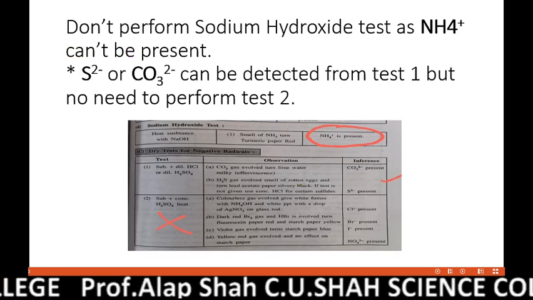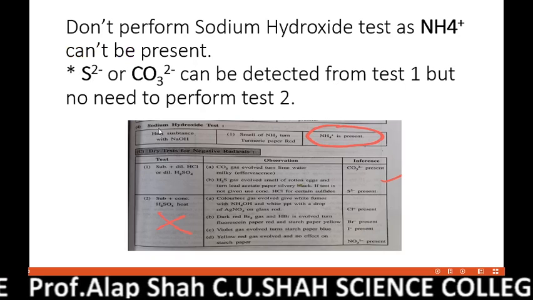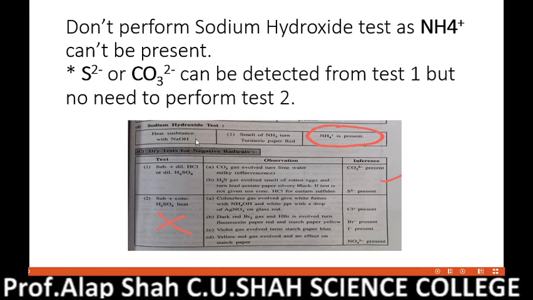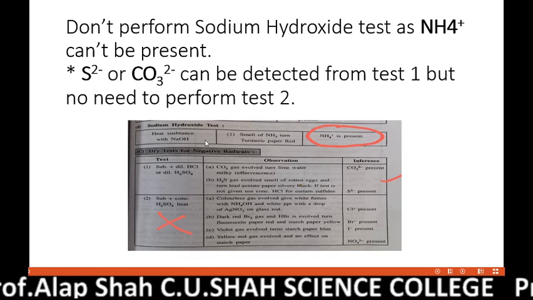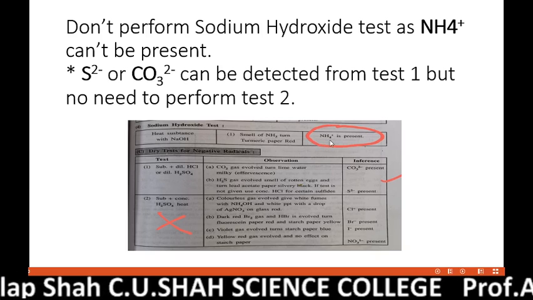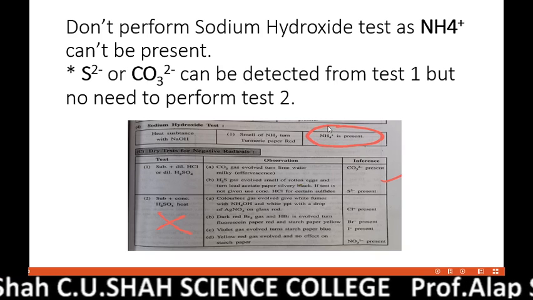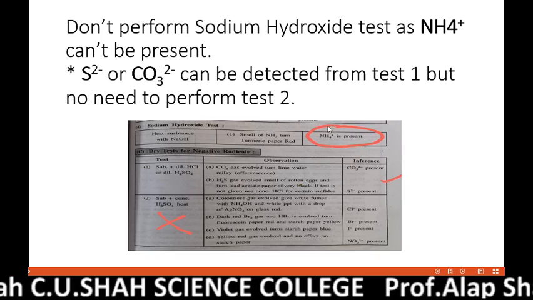Then further when you move, the fourth test is sodium hydroxide test. You are heating the substance with sodium hydroxide, and smell of ammonia, that is indicating presence of ammonium ion. But as we said, 5B group cannot be present.